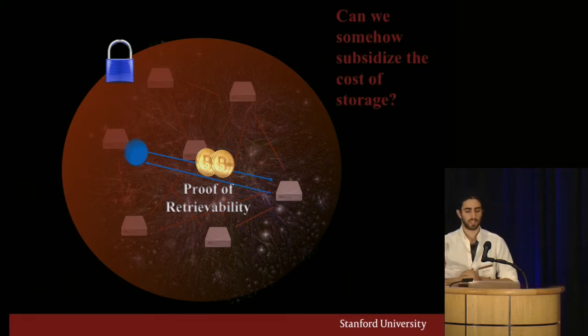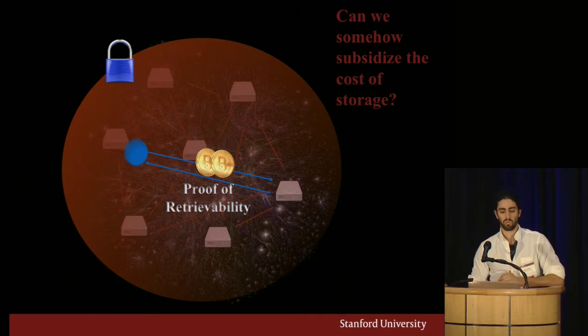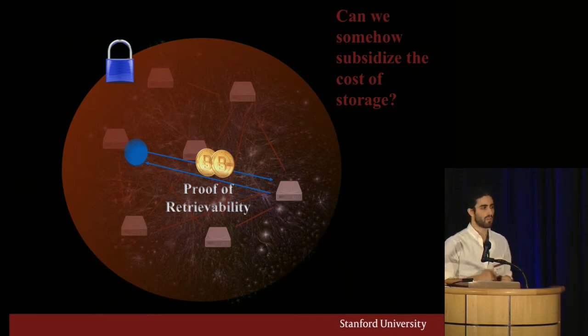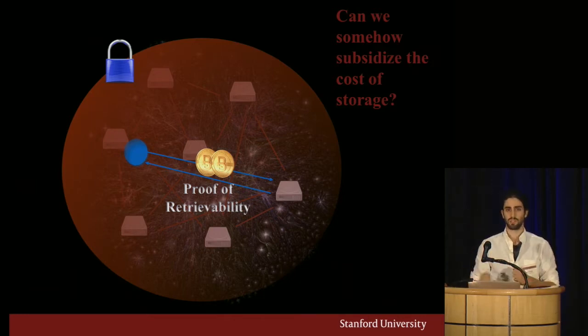But the question here is, can we somehow subsidize the cost of storage and also avoid the need to check on your own that another node is actually able to retrieve your file? So that if you weren't interested in retrieving your file for about a month, other nodes in the network would be able to verify that it's still being stored.